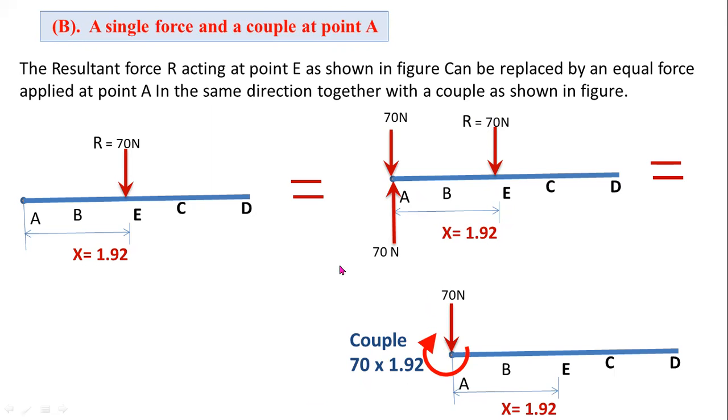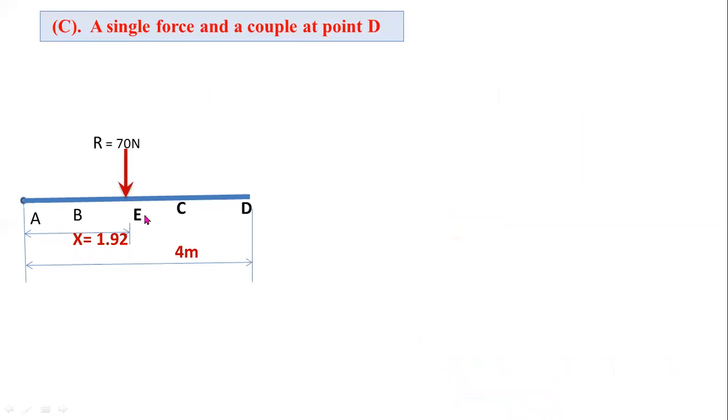Okay, so here I shifted this resultant force from point E to point A, like this. This is case B. I just added two equal and opposite forces at A. These two equal and opposite forces form a couple at point A. And the third bit is a single force and a couple at point D.